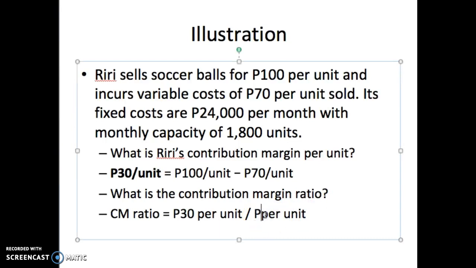That will be 100. And then, just to make this a percentage, we multiply by 100. So times 100. And what we will get is 30%. So that's the contribution margin ratio, which is 30%. So what it means is that for every soccer ball sold, the contribution margin will be 30% of the selling price per unit. Or in this case, that will be 100 pesos per unit.